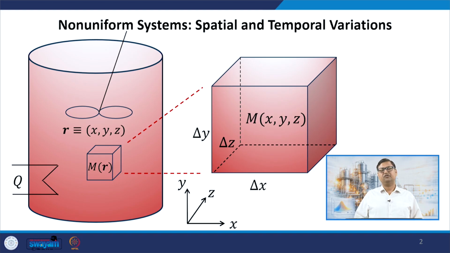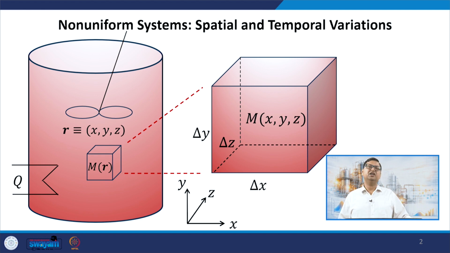Even for the case of PFR, we assumed that there was radial mixing. So, the concentration was uniform in the radial direction, but not in the axial direction, right? We are going to depart from that assumption now and look at cases where we have spatial variations in the concentration in addition to the temporal variation, that is with time, right.